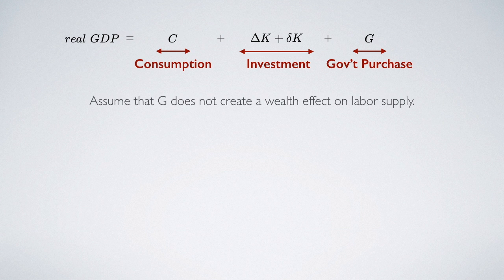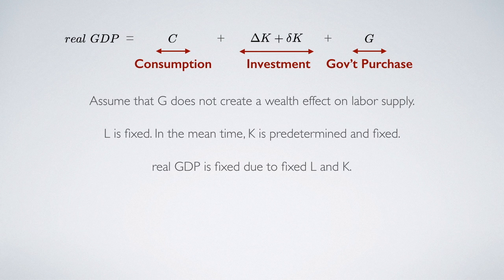For the time being, we only analyze the wealth effect of government purchase on consumption. We start by assuming that such a wealth effect on labor supply does not exist. So we assume that labor supply is fixed. In the meantime, we know that in the capital rental market, capital supply is predetermined and fixed. Therefore, with these assumptions, the production inputs L and K are fixed today, so that in the following analysis, we can assume that real GDP today is fixed due to fixed labor and fixed capital.